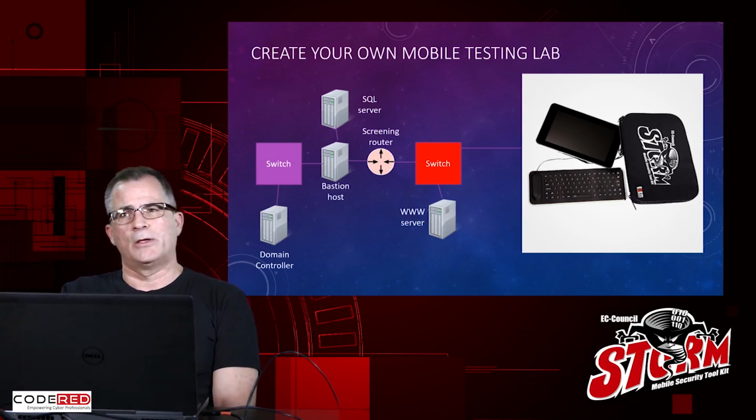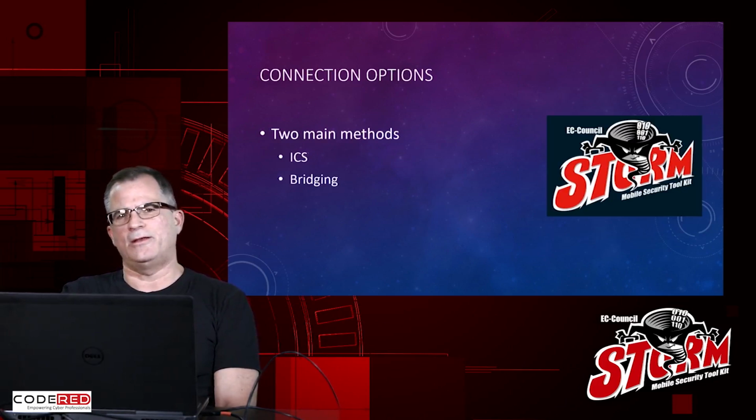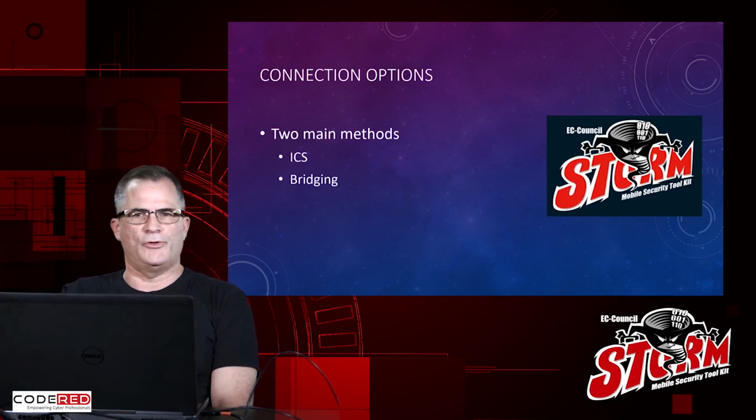That's power. Now we want to talk about the main way to do this: how do you physically connect the Storm device into your Ethernet port and make it part of your laptop's switching or internet connection? We have two main mechanisms for this. We have internet connection sharing, so we can do an internet connection sharing.